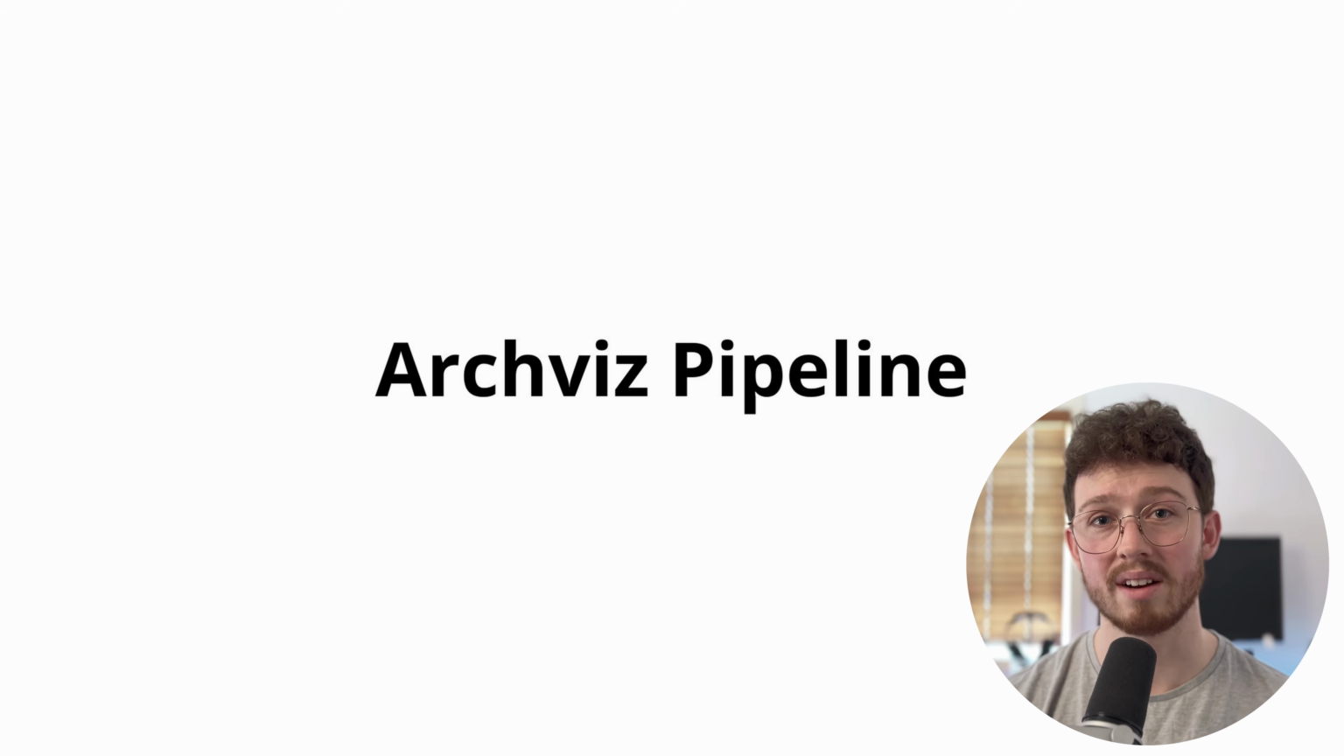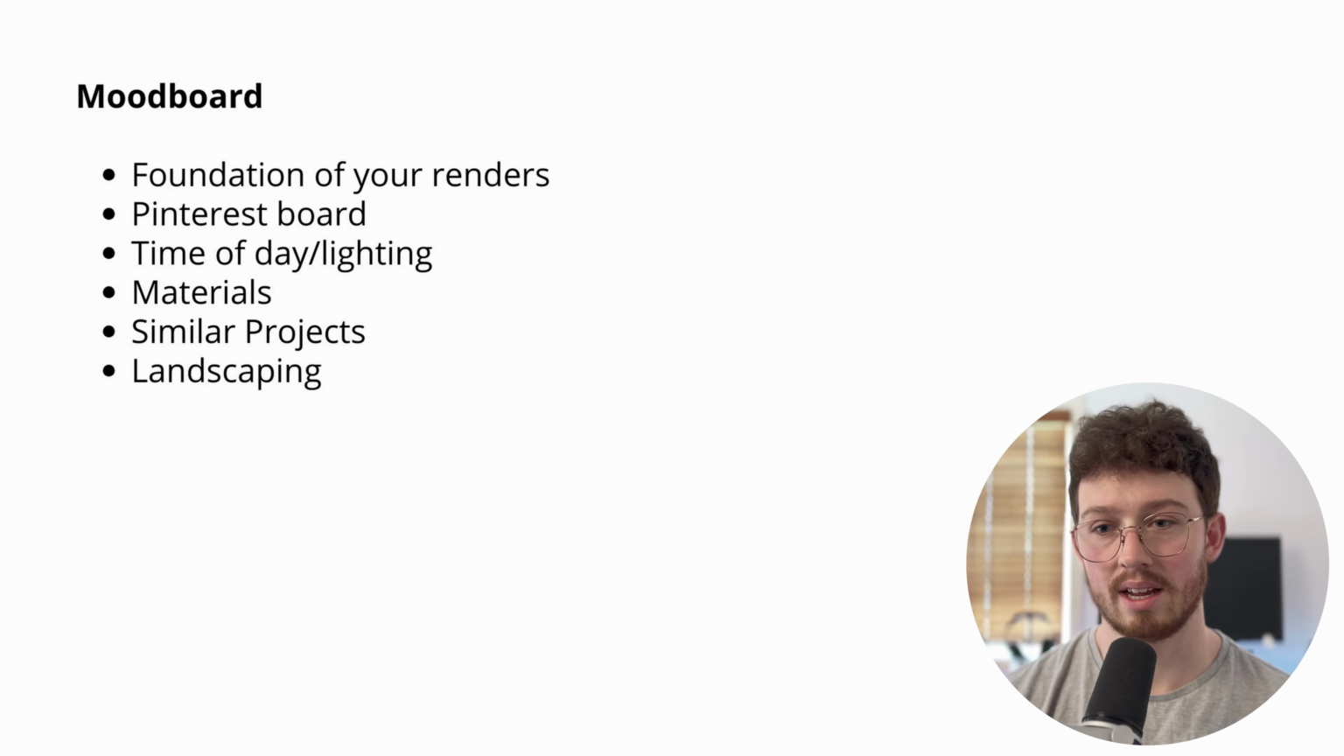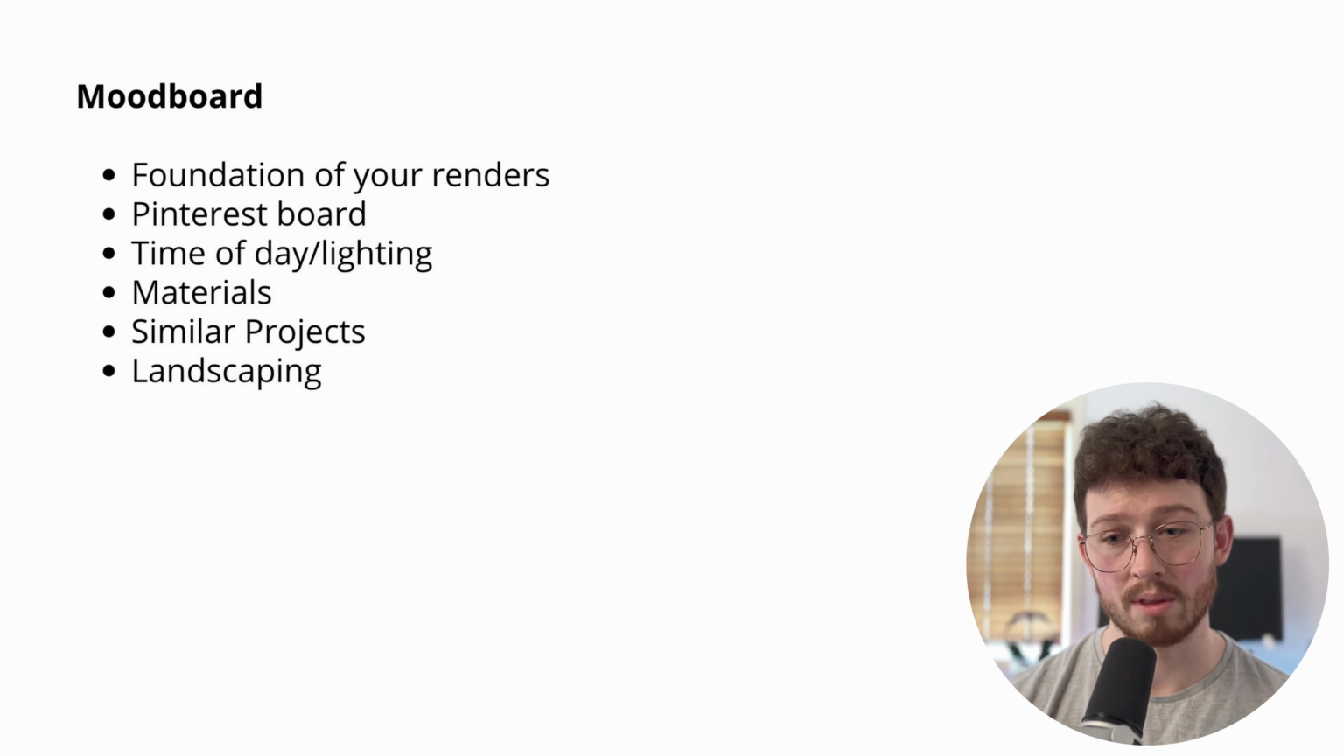So assuming you can produce consistently good renders, the first step is to actually understand what the client is looking for. So your first part of the email should look like this. And I usually start by sending them a list of items to get from them from the initial interaction. So let's start with the mood board.